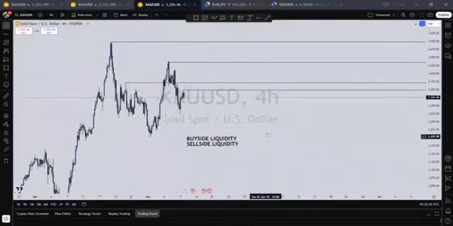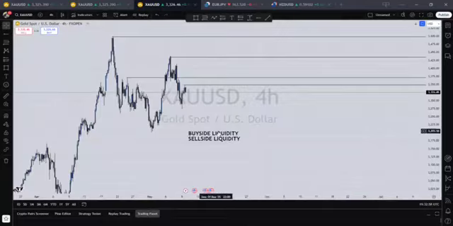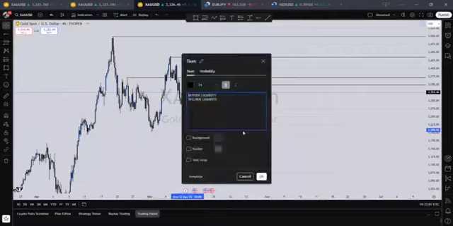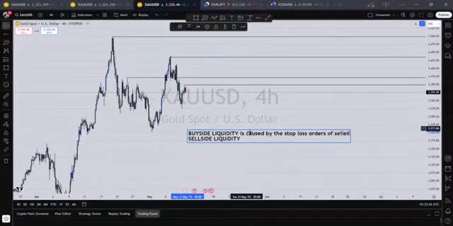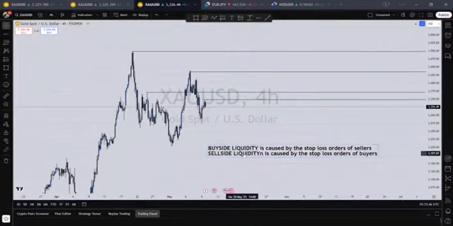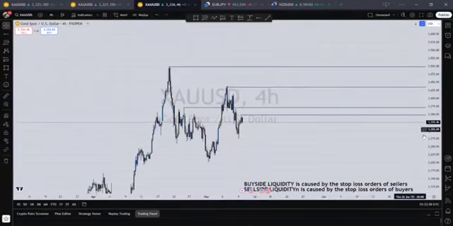Now, this buy side liquidity is caused by the stop losses of sellers. Okay, so let's define that. It's caused by the stop loss orders of sellers. All right. While the sell side liquidity is caused by the stop loss orders of buyers. All right. So let's say that if we say that buy side liquidity is caused by the stop loss orders of sellers, what do you mean?